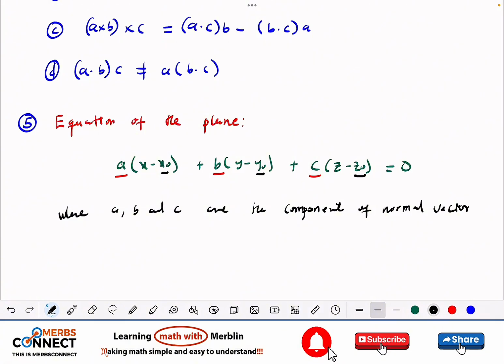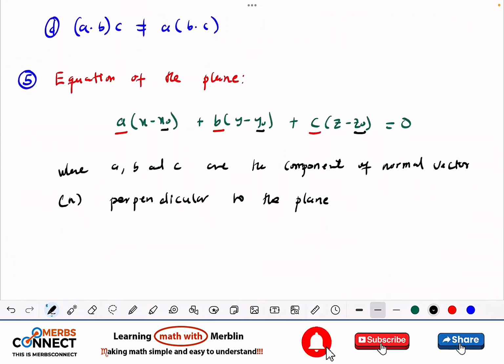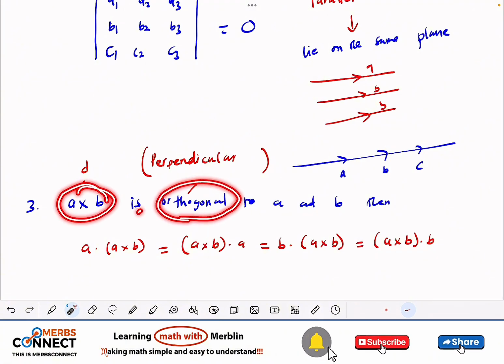So I will show you the normal vector. When we talk about the normal vector, it is n. I talked about the normal vector in the previous video, in the last example, the trial question that I gave to you. The normal vector is perpendicular, or orthogonal, to the plane. Whenever I cross two vectors, I get a normal vector. So this is orthogonal to the plane.